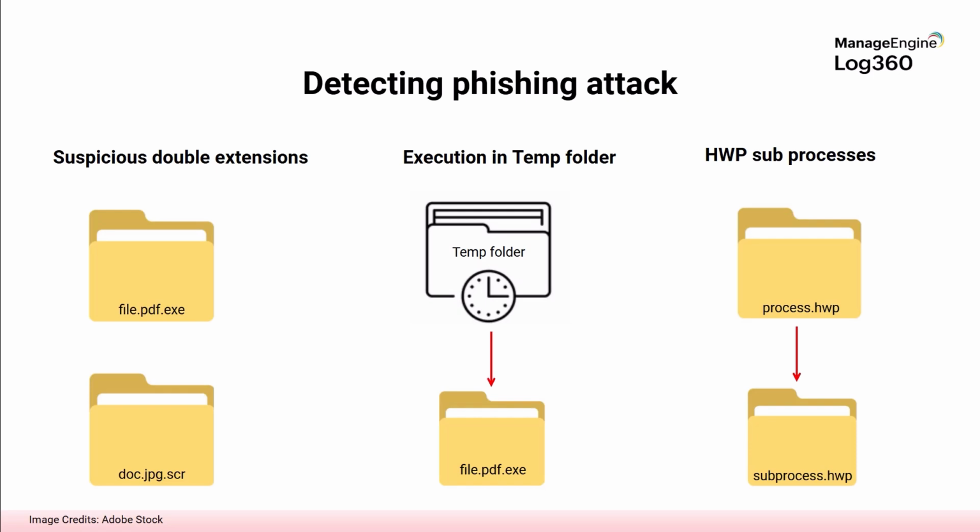Malicious Hangul word processor files can also be used in phishing attacks to exploit vulnerabilities in the Hangul word processor. These files contain embedded macros or scripts that execute in the background once the file is opened. This makes any process executed as a subprocess of Hangul word processor an indicator of the system being compromised by a phishing email.